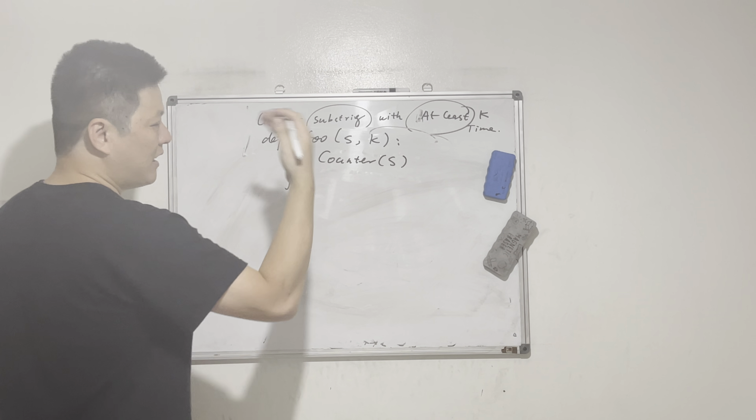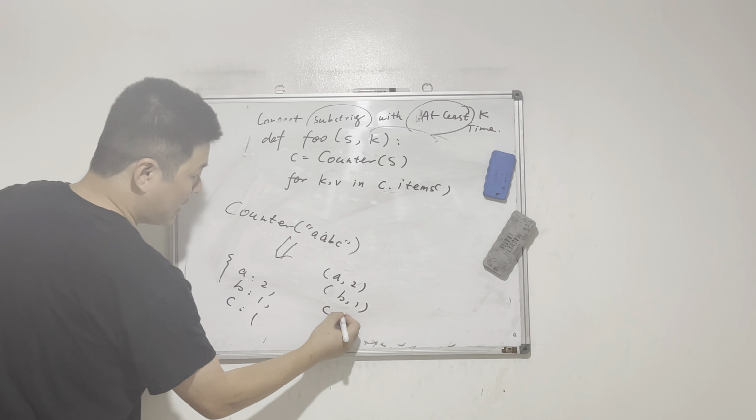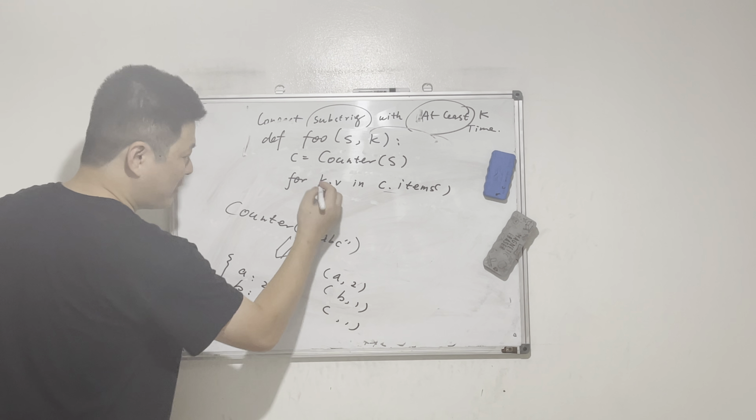What I mean is the counter. If you use the counter object on A, B, C, what does it give us? It gives a dictionary: A is 2, B is 1, C is 1. So key and value in C.items returns tuples: A, 2; B, 1; C, 1. So K is the keys.